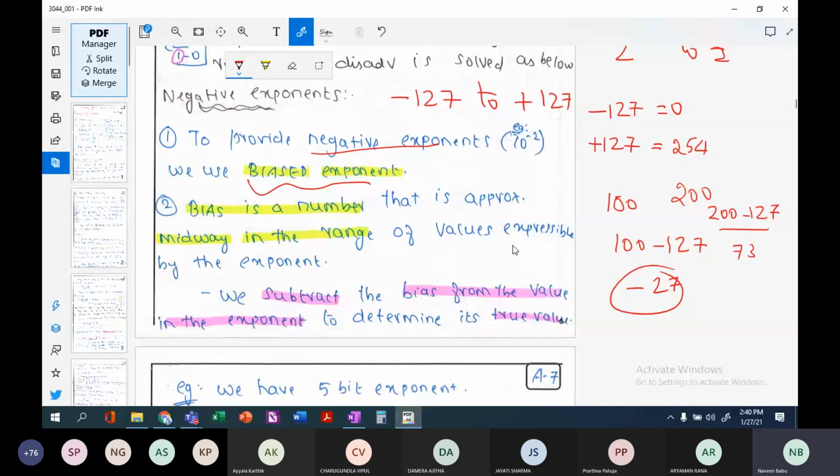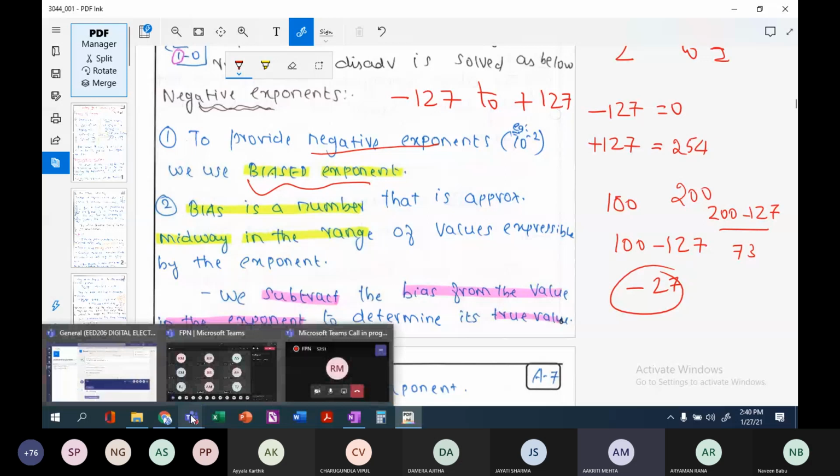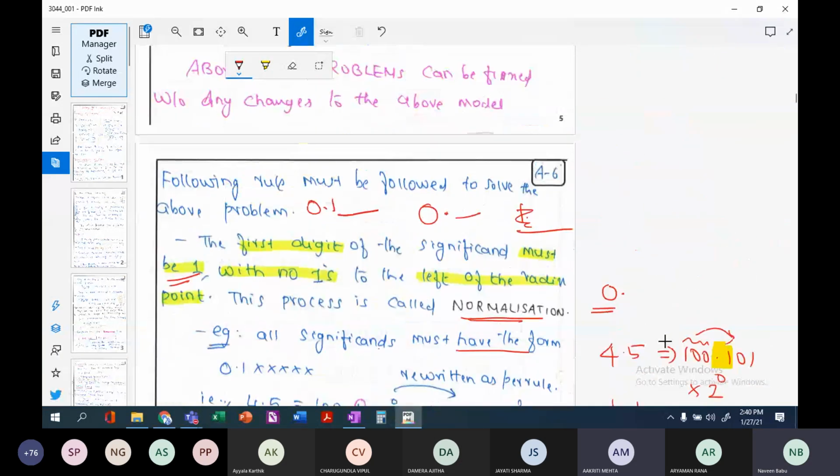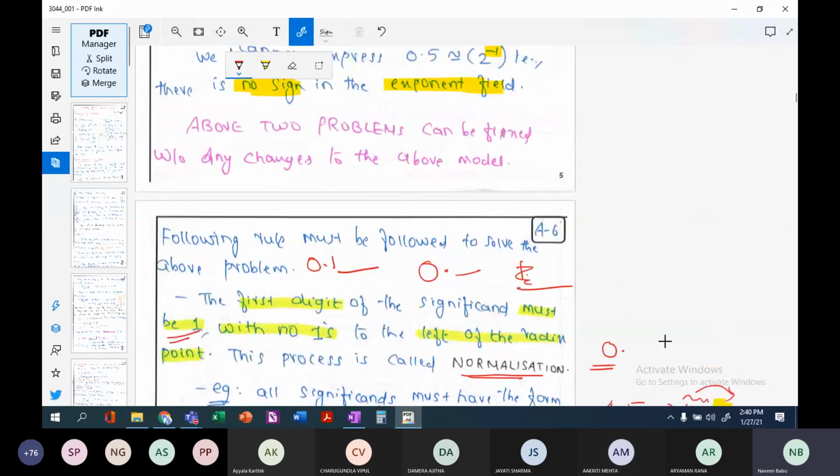Any doubt so far? Okay. Excuse me, sir. Yeah, please go ahead. Earlier we were considering the powers of 10. Now we are considering the powers of 2. Okay, this example, yeah, could you mute? There is noise. Sure. Yeah, okay.